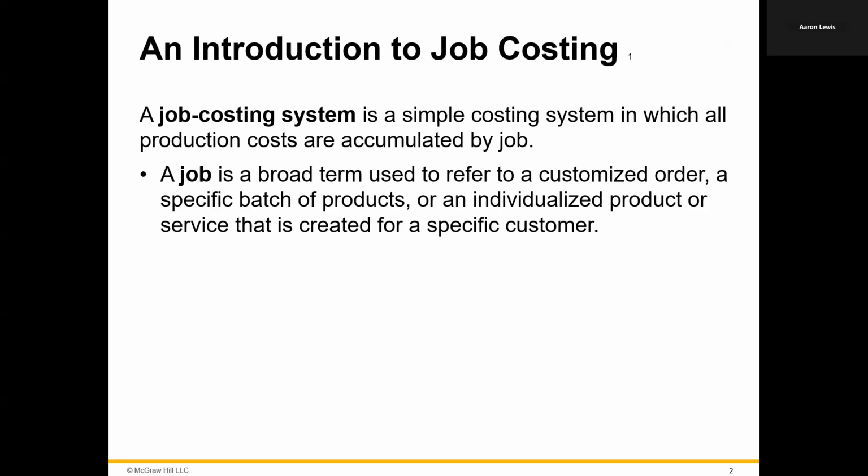So yes, you can use it for unique custom order projects. But if you have a way to delineate your product offerings or your customer base into different categories, you can use job order costing to assign cost to those particular categories.